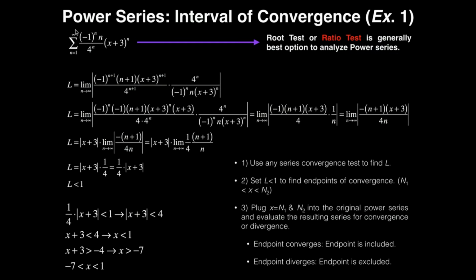But again, the question remains, do the endpoints exactly on those, 1 and negative 7, cause this power series to converge? So what we have to do is check the endpoints. That's what we're going to do on the next slide. And ultimately what we're going to do is do two different cases. In one case, we're going to plug the 1 in for x and evaluate the power series.